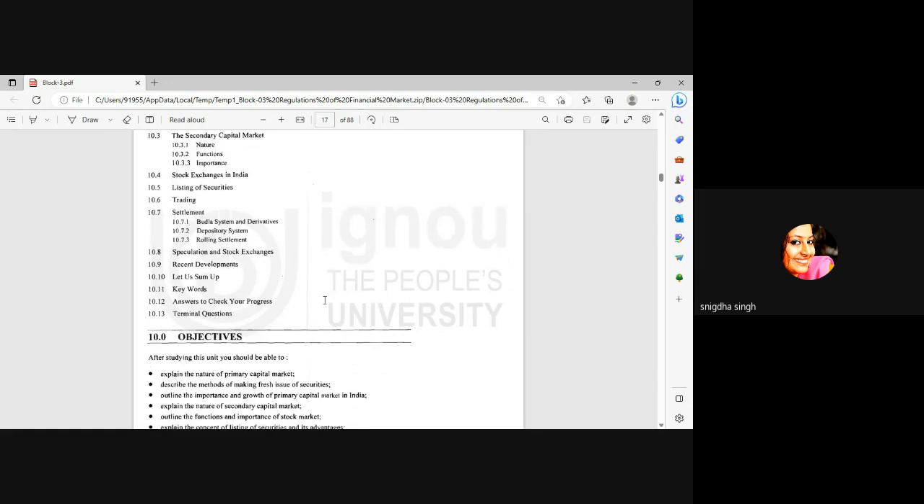Then stock exchanges in India. This is theoretical, you can pull it out on your own. The only two existing stock exchanges are NSE, National Stock Exchange, and Bombay Stock Exchange, that's to be covered here. Then what is the process for listing of securities? All those enterprises who are interested in getting their shares listed at the stock exchanges, what is the process and compliance for the same?